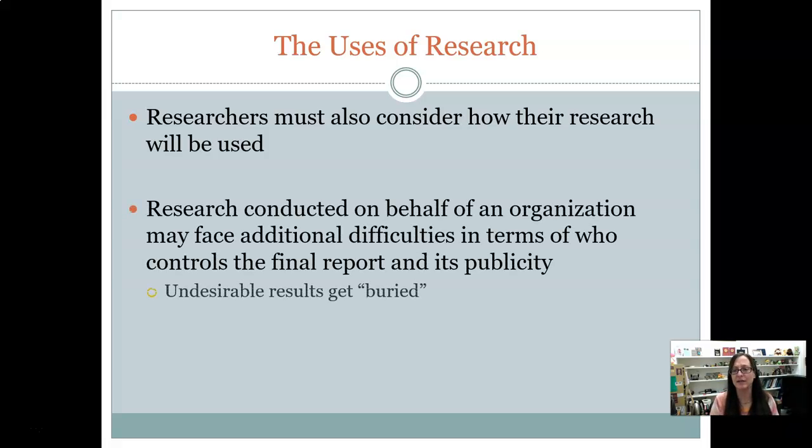So research, for example, conducted on behalf of an organization, you might have additional difficulties in terms of who controls the final report and whether or not it's made public. So if you're conducting research and your final results, you're being ethical, you're being honest and open, and they're like, well, that's great, but we don't really want to say this about our company or these people who are our donors or whatever, then we're just going to not publish that. So it's great that you did that, but we're just going to put it in the file drawer. And that is what happens, and it actually has a term for it. It's called the file drawer effect, and that's when these undesirable results get buried.